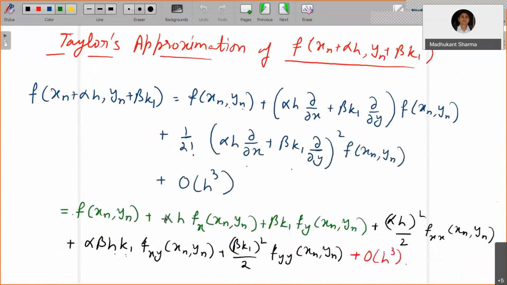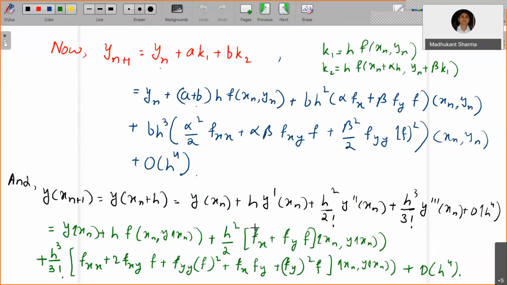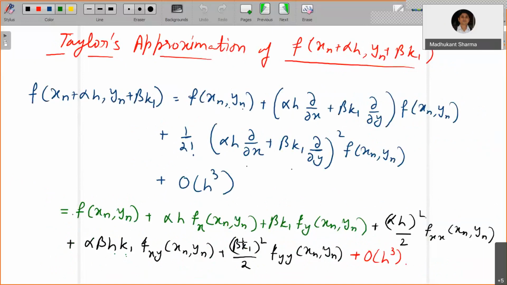Now, if you look at here, so alpha b h square fx plus beta b h f, right? K1 is h times f. Okay, so h square is there, so h square is out, b is out. So b h square times alpha fx plus beta fy times f at xn and yn. Similarly, for the rest of the terms you can write down, simplify, replace k1 by h times f here, and multiply by b times h.